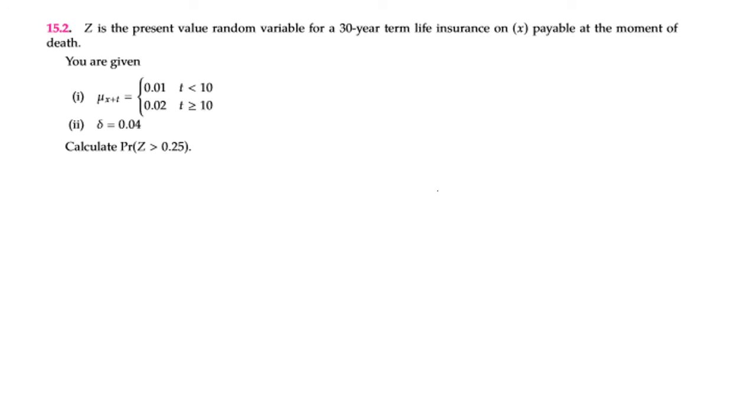Z is a present value random variable for a 30-year term life insurance on age x, payable at the moment of death. We're given the force of interest of 4%, and we want to find the probability that Z is greater than 0.25. So Z, well, the benefit here is not stated, but it's going to be 1, times e to the negative 0.04 times T_x, when T_x is less than or equal to 30.